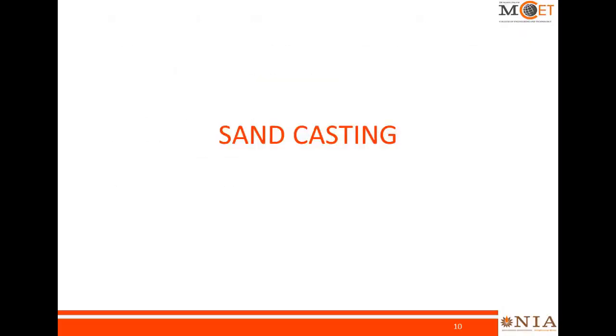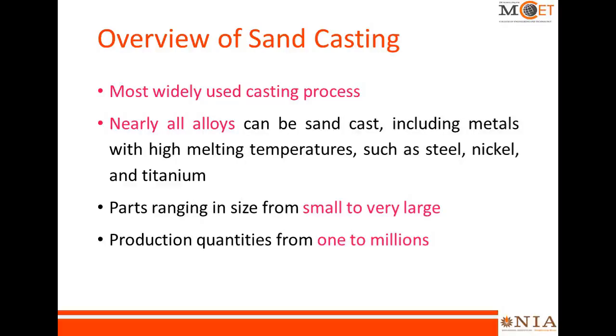So first we'll start with sand casting. This is the most widely used casting process. All alloys can be sand cast, including steel, nickel, titanium, and parts ranging from small components to very huge components can be produced using the sand casting process. And in production quantity, you can produce one piece to millions of pieces, and this is the advantage of the sand casting process. When you go for a permanent mold casting process, producing one component is uneconomical. But with the sand casting process, you can even produce one component.